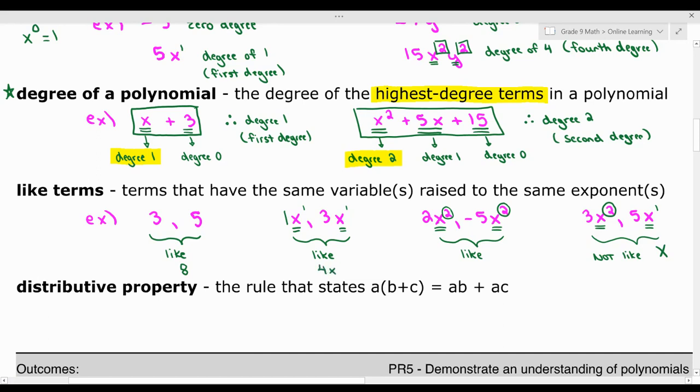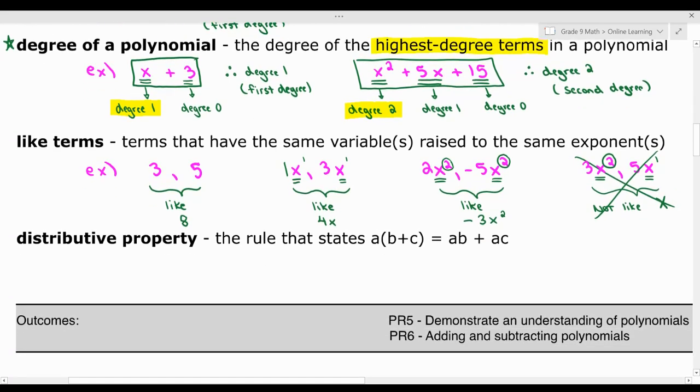Here, if I combine these, I would have a 2x squared, but then I'm trying to subtract negative 5x squareds. So think about that's like you have 2, you're trying to take away 5. If I combine those, I would end up with negative 3x squareds. But this, I'm not allowed to combine. So they would just stay as is. And we're going to come back to this adding, combining in the next examples.